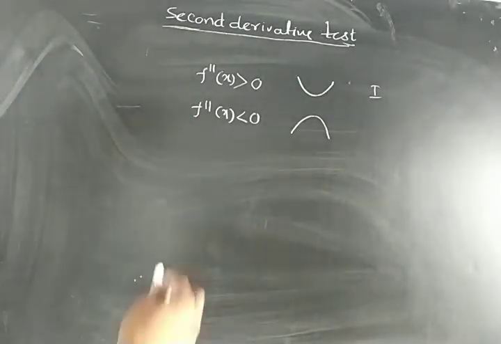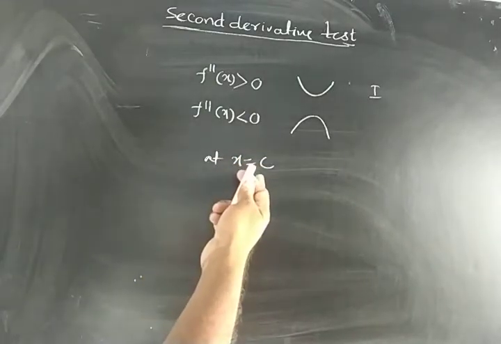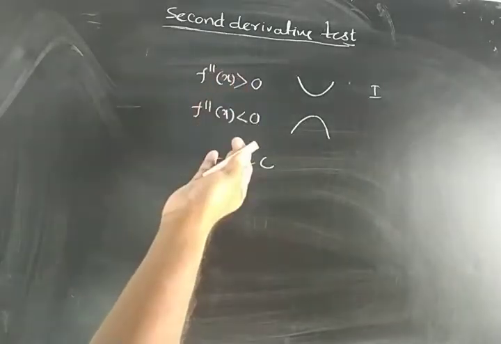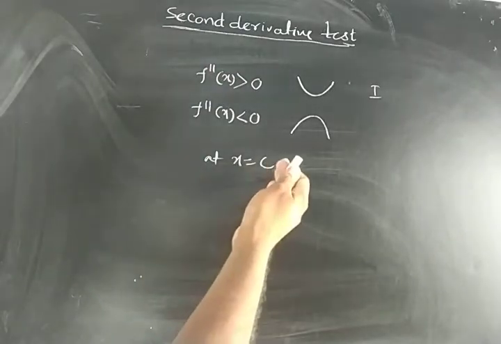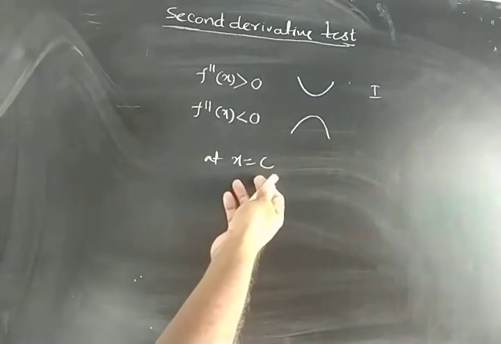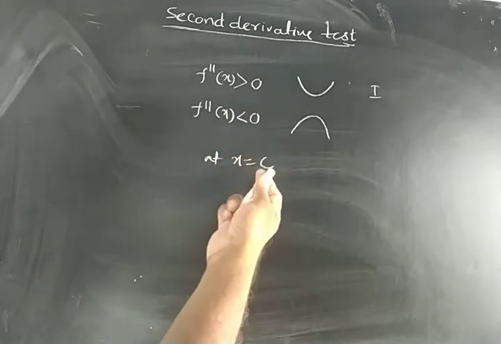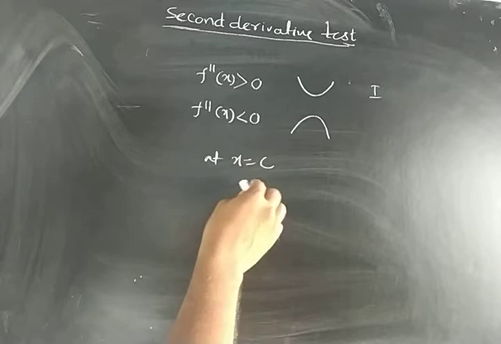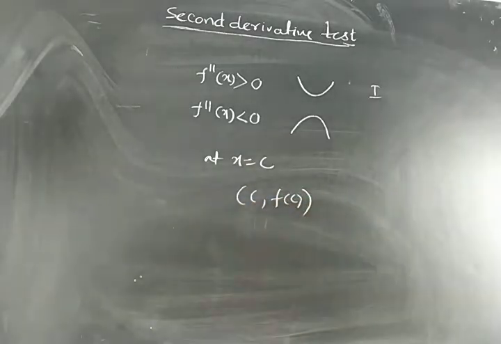Point of inflection means at some point x equal to c, when the function passes through this point, f double dash of x changes sign from positive to negative or negative to positive. Or we can say the function is concave upward and concave downward when passing through x equal to c. Then this point, c comma f of c, is called the point of inflection.